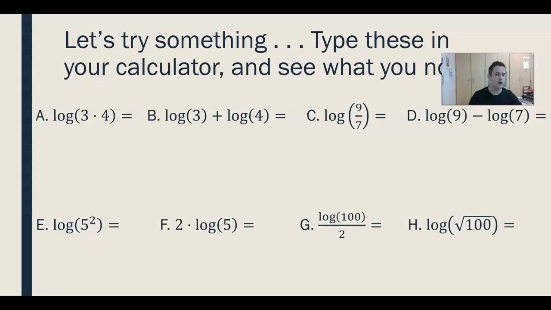So, for example, log of 3 times 4, that's 1.079. All good and dandy. I'm going to type log of 3 plus log of 4, and that's 1.079. Okay, let's do log of 9 divided by 7. That's 0.109. Let's do log of 9 minus log of 7 right here. I'm going to get 0.109.